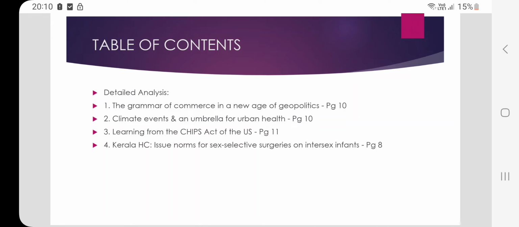Second one, the climate events and an umbrella for urban health. Next, learning from CHIPS Act of US. Kerala High Court issue norms for sex selective surgeries on intersex infants.